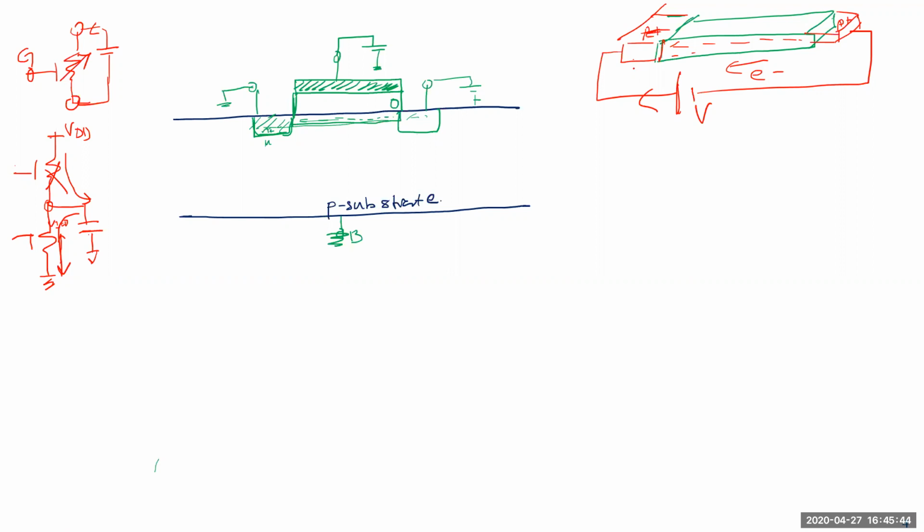How does the work function come into the picture? I just want to say that it's easier to conduct electrons in metal because more charge carriers are present. More free electrons are present in metal than in an N-type.